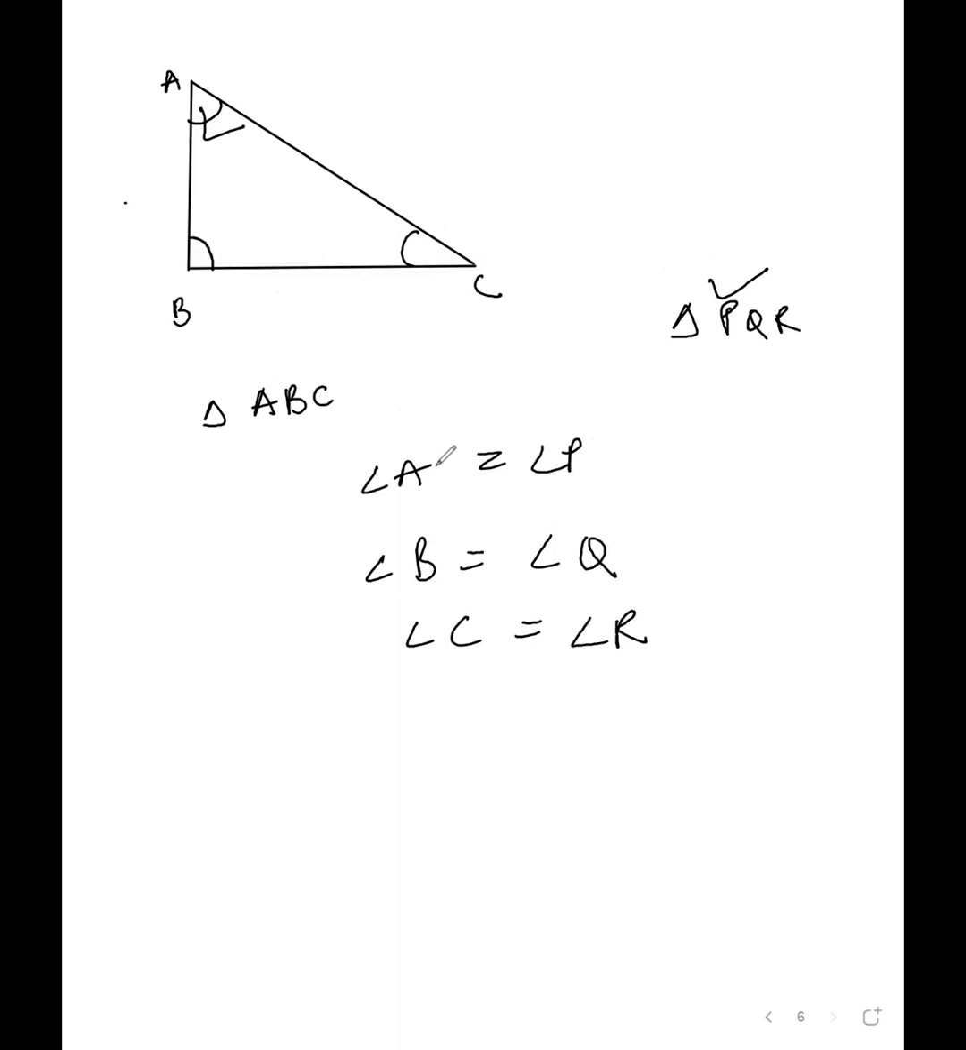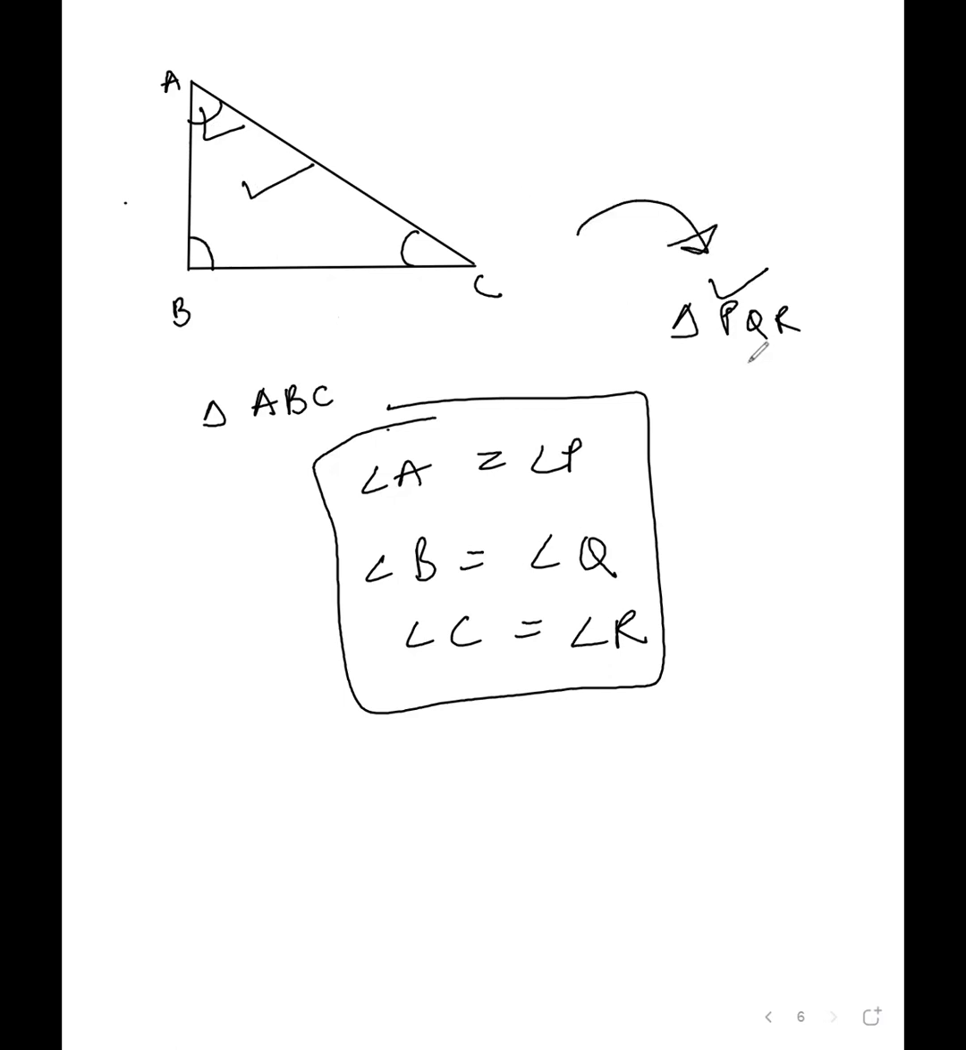Okay, what are we saying? That all the corresponding angles are equal. Whatever angles this triangle has, the other triangle has the same, they are all equal. But there are no parallel lines. So how are they corresponding?